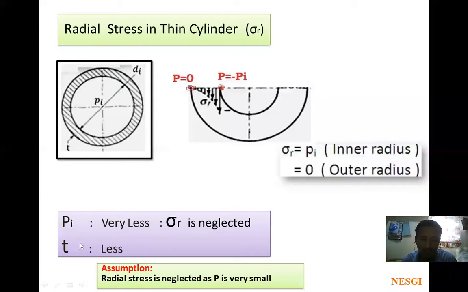So in case of the thin cylinders, Pi is very less and sigma R is neglected. If Pi is very less, automatically sigma R is also very less. So that's why this type of stress is neglected in case of the thin cylinders. This is the assumption that radial stress is neglected as P is very small.